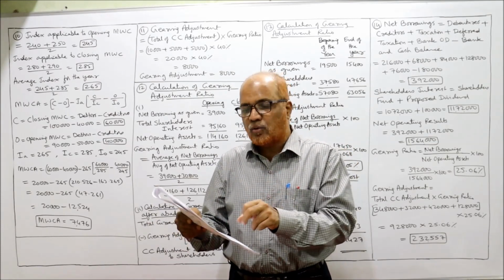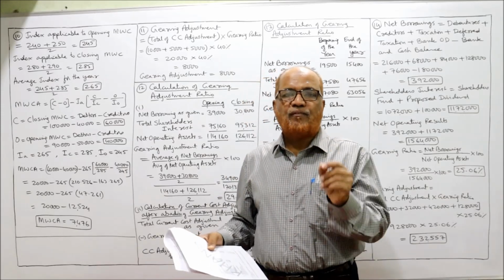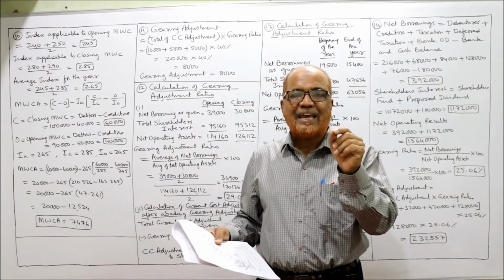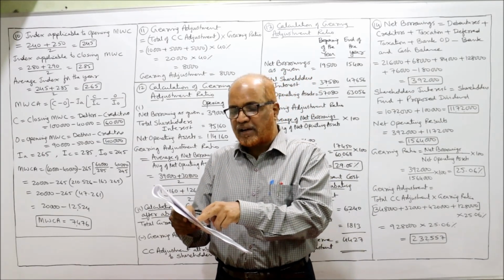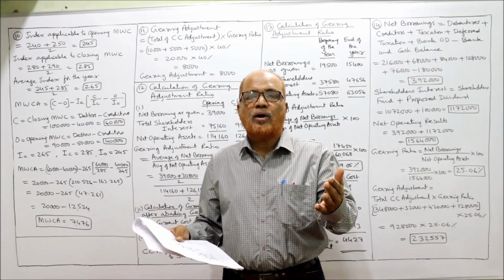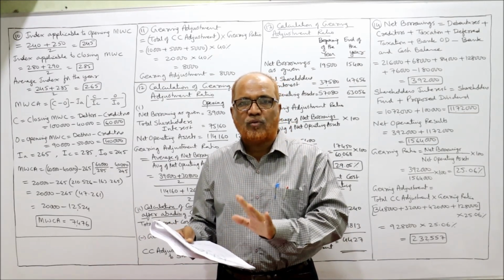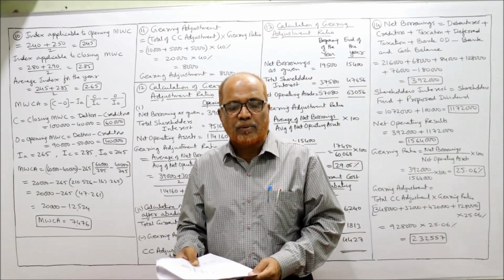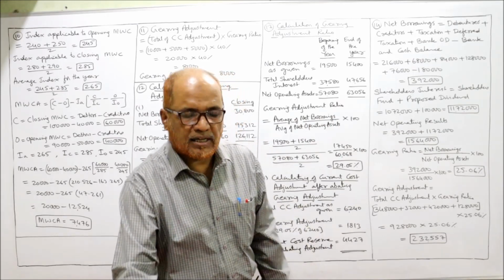Now what it is asking you: compute the gearing adjustment ratio. First of all, you have to find out the gearing adjustment ratio. Secondly, the current cost adjustment after abating the gearing adjustment. After abating the gearing adjustment, how much is the current cost adjustment? These two items we have to find out in this problem. The first time we are going to calculate the gearing ratio. See carefully here.